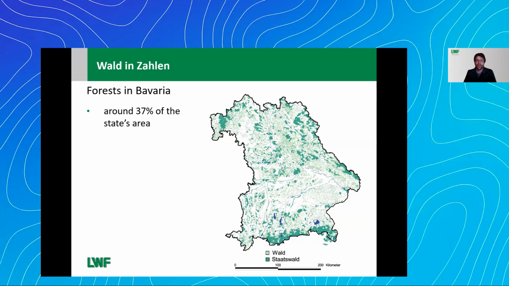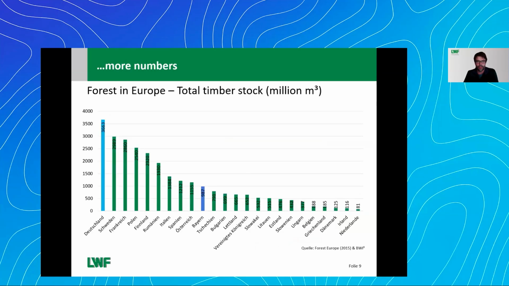So do we already have the results of our poll? So you very smart people. 42%, most people were thinking it has more than 3,000 million cubic meters. So let's have a look at the chart. And you are right, Germany is leading in timber stock.